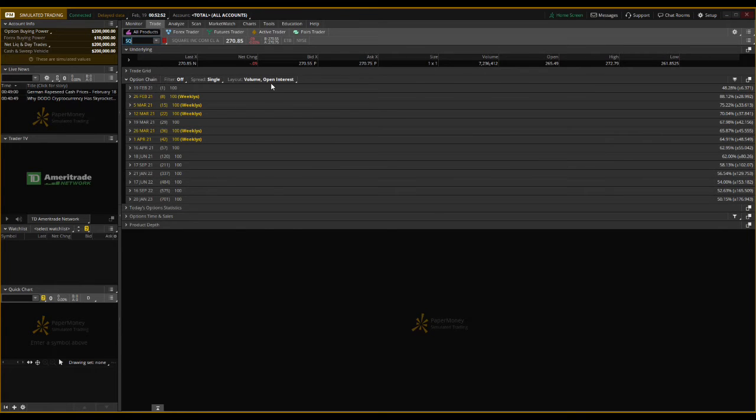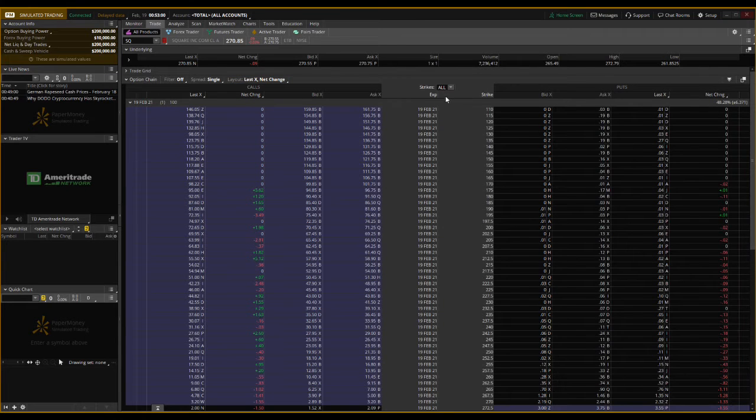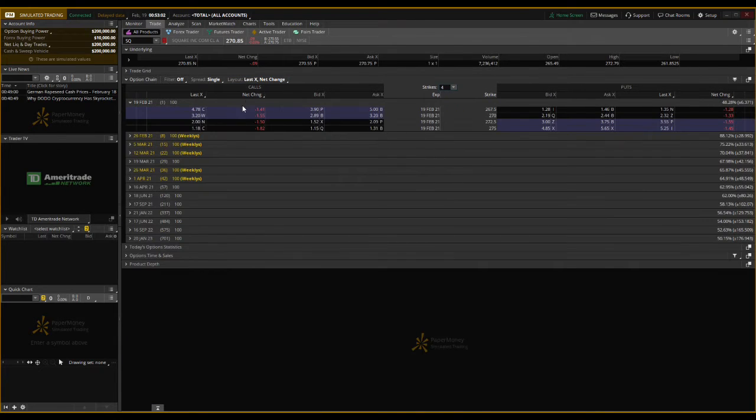Now, by default, guys, notice that you're going to have this as last X and net change, which means that it's going to show you the last price that it was sold for and the change of the value of that option. In this case, let's say this option lost $1.50 or $150 since it's times 100. This is always going to show you 4 strikes only. So we want to come here and switch it to all strikes.